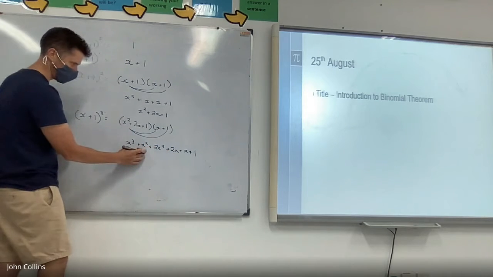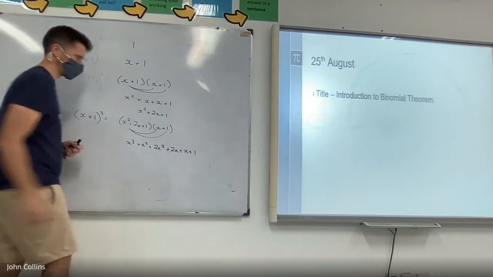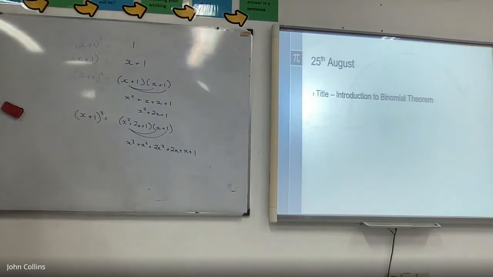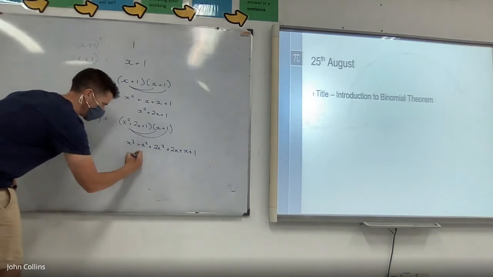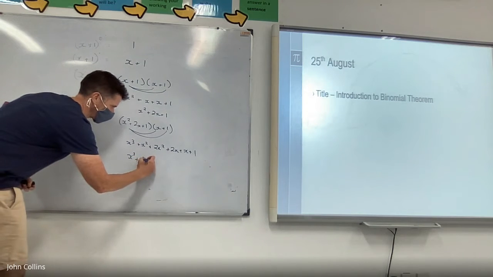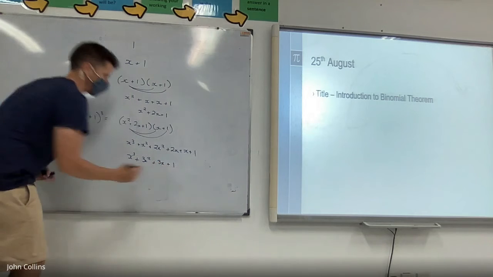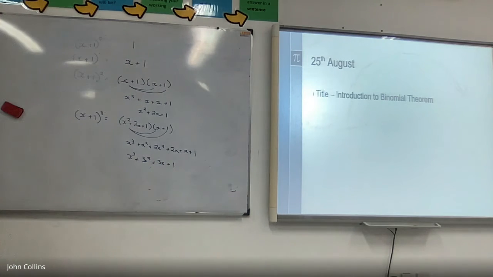So that's it times by x, that's it times by 2x, and that's it times by 1. So you get all of those terms. Perhaps we can combine and simplify a little bit. It's definitely just x cubed plus 3x squared plus another 3x plus 1. Cool. All right, let's do one more.